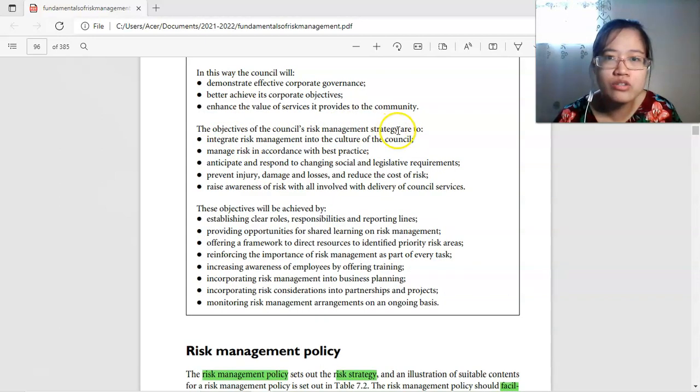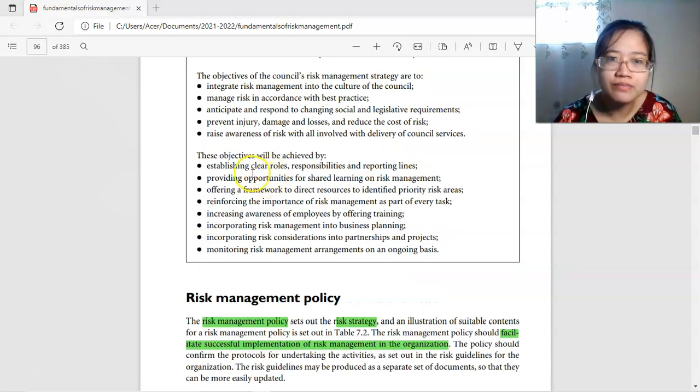And then, with regards to risk management strategy, ang objective nila, integrate the risk management into culture of the council, manage risk in accordance with best practice, anticipate and respond to changing social and legislative requirements. Ito nga, kailangan ay dynamic. Prevent injury, damage, and losses, and reduce the cost of risk. Okay, for risk na negative ang impact sa company. Raise awareness of risk with all involved with delivery of council services. Okay, normally, halos lahat ng employee, they would have to be aware of the risk present in the company so that they would be able to contribute in, monitoring, maintaining, and countering the risk.